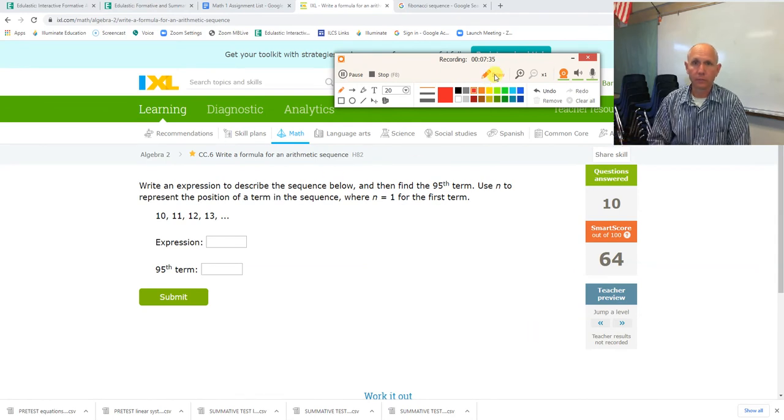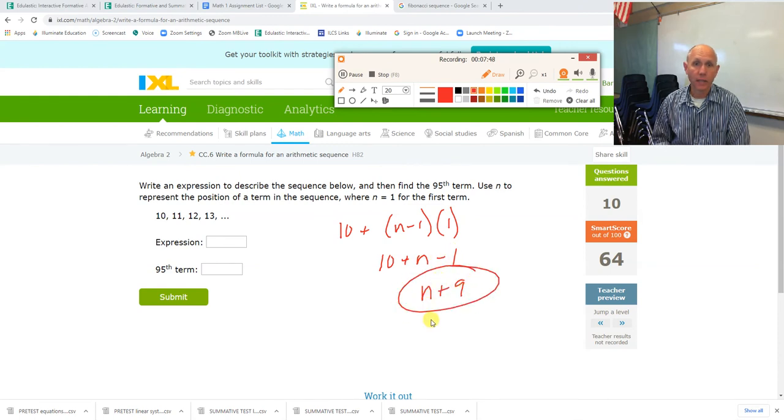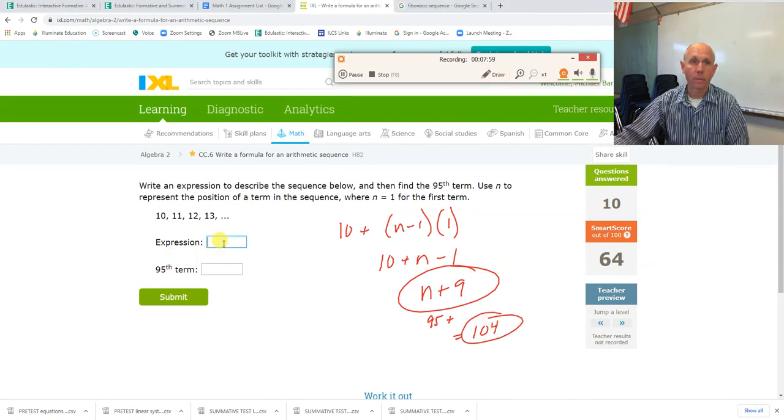Value of the first term is 10, n minus 1 times the difference, which is 1, so 10 plus n minus 1, or n plus 9. Okay, there's the expression, and we're going to plug in a 95, and when I plug in a 95, out comes 104. N plus 9. If I plug in a 1, out comes a 10. If I plug in a 2, out comes an 11. That seems to be working, and 104, because 95 plus 9 is 104.